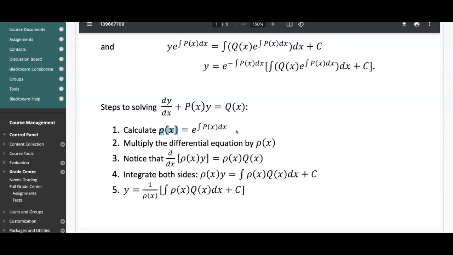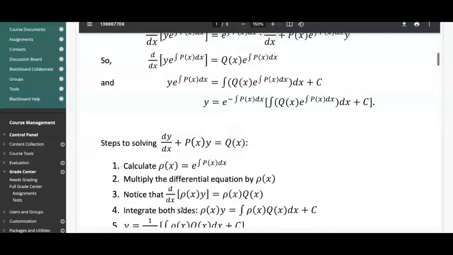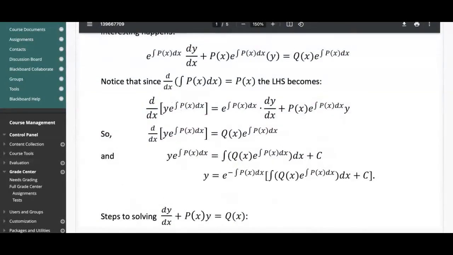As Ryan did in his example, we're calculating this. So we define the integrating factor as e to the integration of p of x. Then we multiply every term by the integrating factor. Then we use this fact, okay? Then integrate both sides, then solve for y. Let's see an example, then you can go back to these general notations.